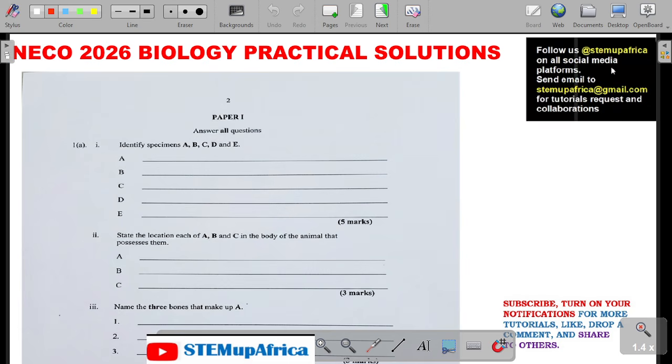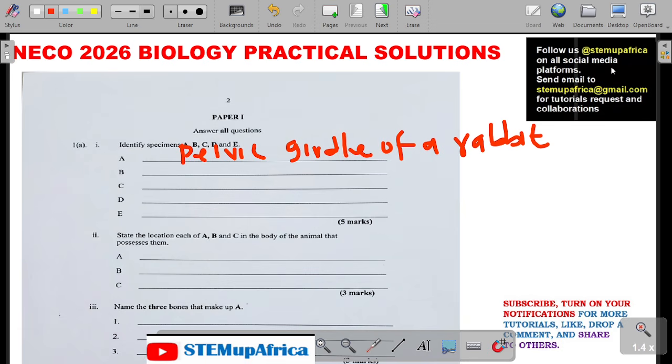So the question says, identify specimen A, B, C, D, and E. Specimen A is the pelvic girdle of a rabbit. That's specimen A. You will see it either by drawing or physically.